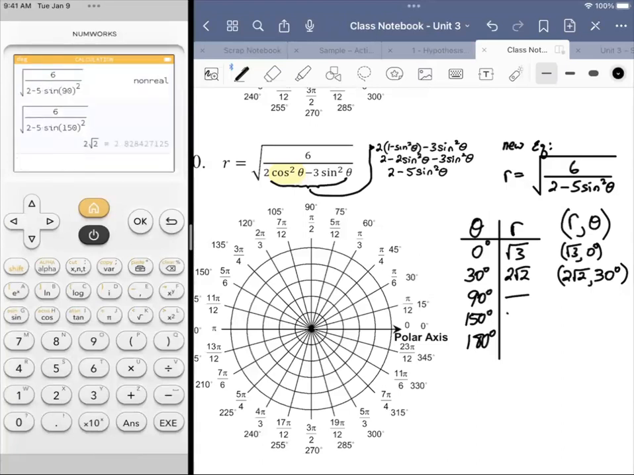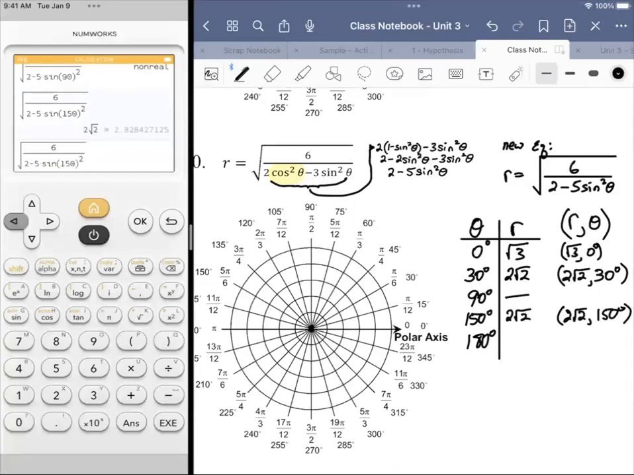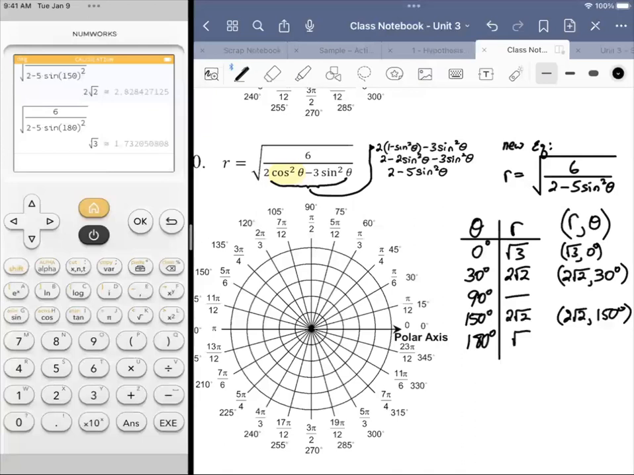150, 2 radical 2 again. So 2 radical 2 in the direction of 150 degrees. 180, back to a radical 3. So radical 3 in the direction of 180.